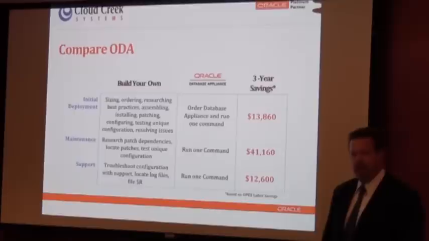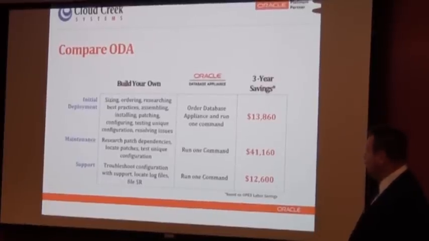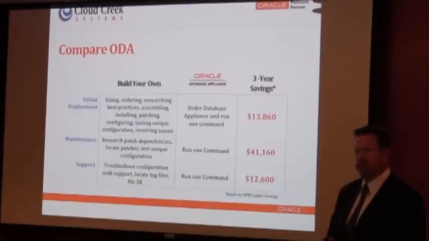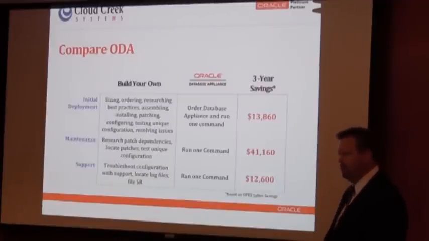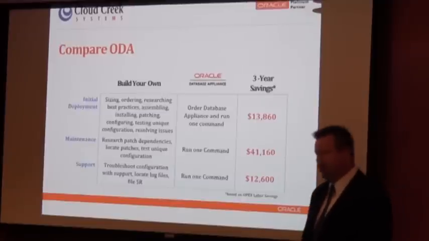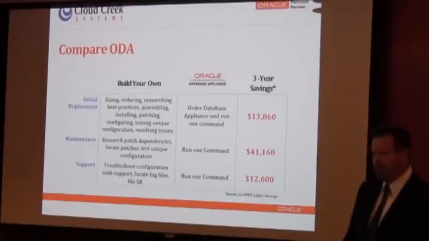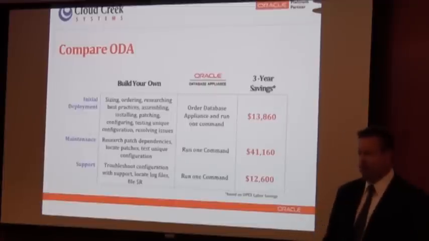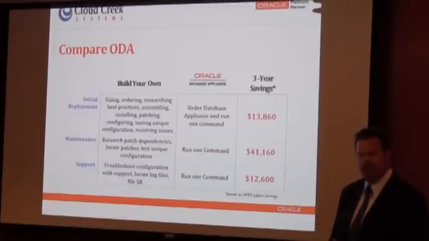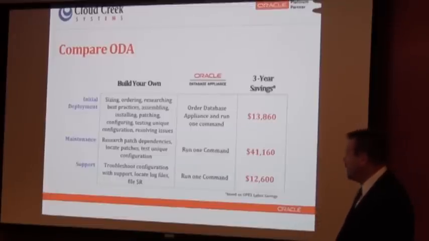Now Oracle has put some OpEx numbers together, which I believe are very conservative. It's a 3-year time frame. We just talked about initial deployment of 3 weeks if you really know what you're doing, as opposed to processing a purchase order. They think you're saving 13 grand. I actually think that's pretty conservative. I think the number is much higher than that, because I haven't seen a lot of shops where they really know Oracle rack systems well, so they're really learning a lot as they go along. So I think the number is a bit higher.